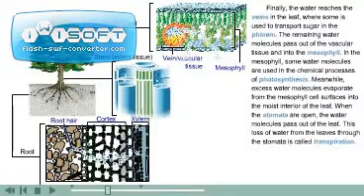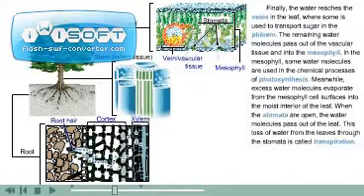In the mesophyll, some water molecules are used in the chemical processes of photosynthesis. Meanwhile, excess water molecules evaporate from the mesophyll cell surfaces into the moist interior of the leaf. When the stomata are open, the water molecules pass out of the leaf. This loss of water from the leaves through the stomata is called transpiration.